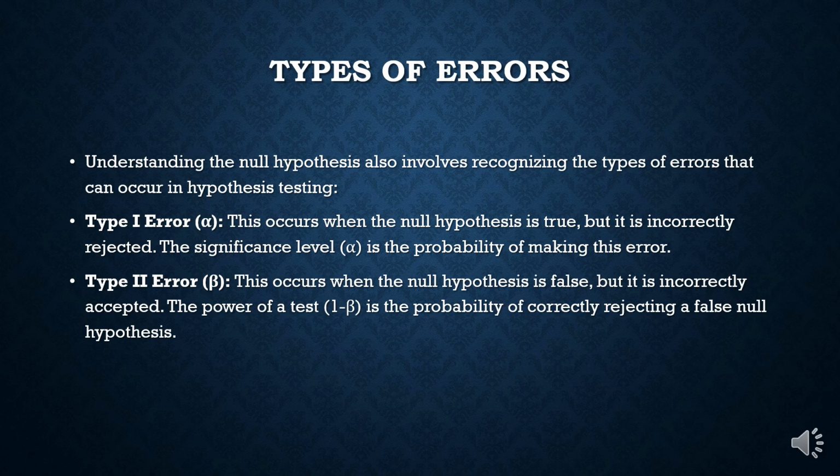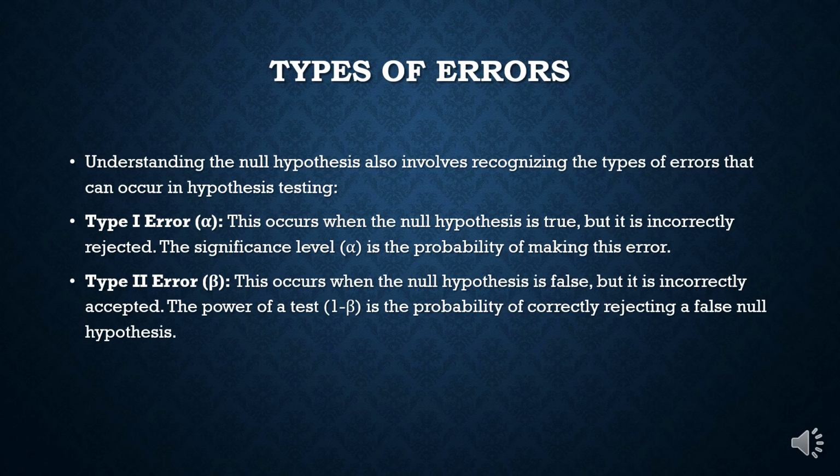Types of errors. Understanding the null hypothesis also involves recognizing the types of errors that occur in hypothesis testing. Type 1 error. This occurs when the null hypothesis is true, but it is incorrectly rejected. The significance level, that is alpha, is the probability of making this error.